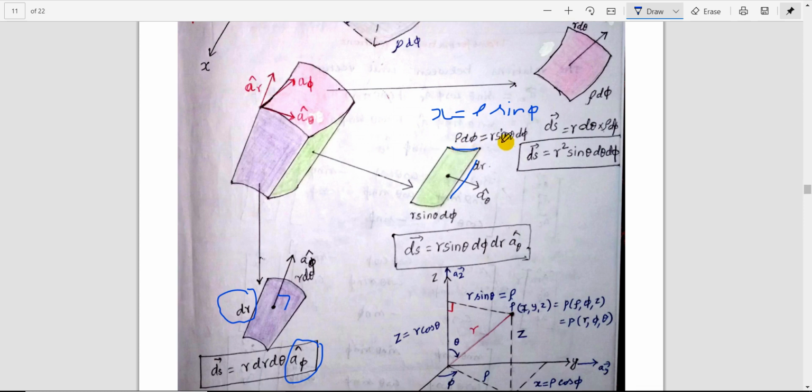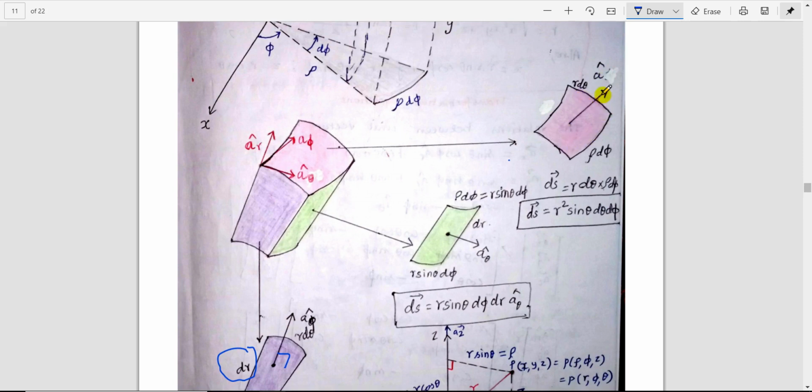So this rho can be represented as r into sine phi. So we have defined rho equal to r into sine phi. So we can say this as r into sine theta into d phi. So this is going to be r sine theta d phi into dr, because this particular side can also be represented here. And you can define this particular area as we have mentioned here.